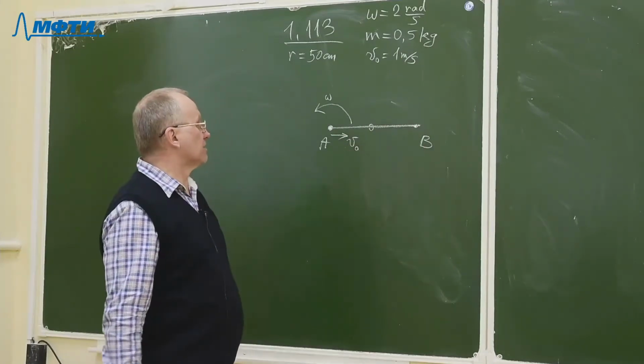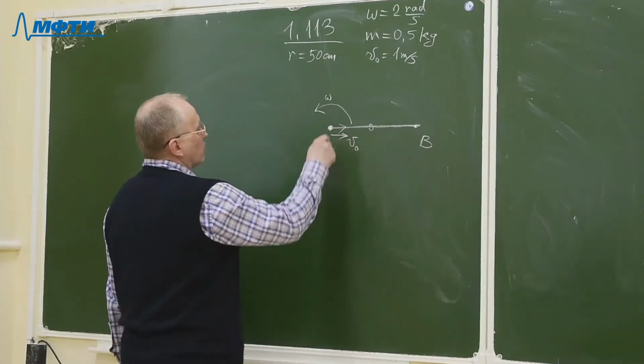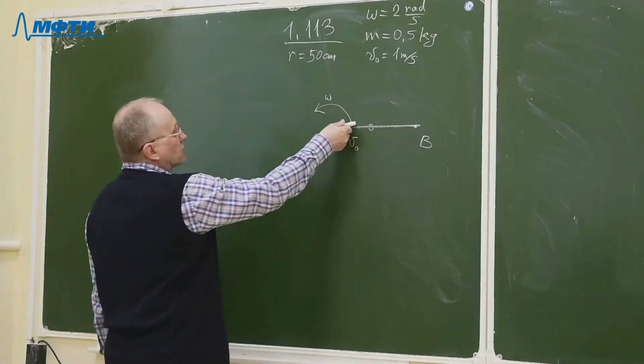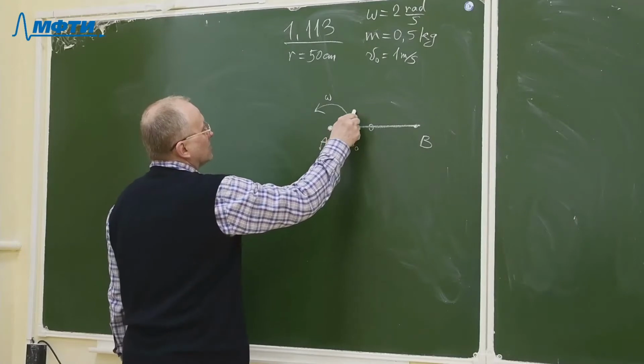What happens to this ring? We can imagine originally it was moving from point A, and as the ring moves, the rod rotates. So the trajectory of the ring will be something like that.